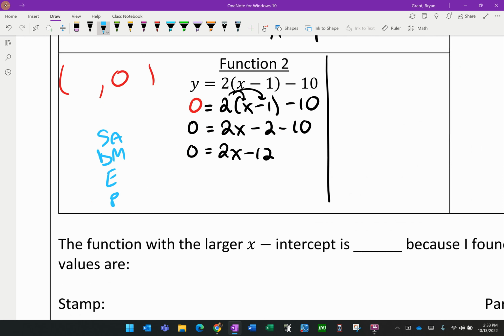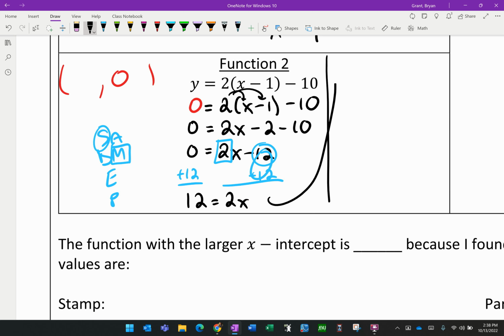All right, we have this 12, which is subtracting to x, and the 2, which is multiplying. SADMAP tells us to undo the subtraction first. This leaves us with 12 equals 2x. And like I said, ran out of room here. We still need to undo the multiplication though, so let's divide by 2. And that leaves me with 6 equals x, or the point (6, 0).